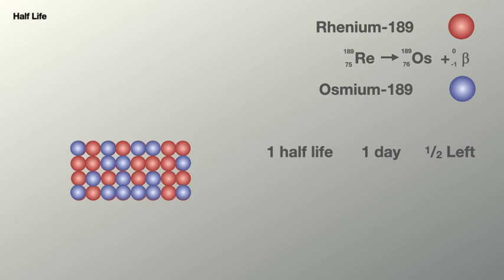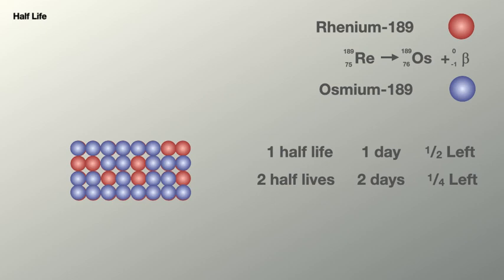Okay, let's now have another half-life. Now, the rate of decay is going to slow down because you've got fewer rhenium atoms to decay. But at the end of that second half-life, at the end of a second day, you've had 2 half-lives, that's 2 days, and you've only got a quarter of the original sample left. You've only got 8 atoms left there out of the original 32.